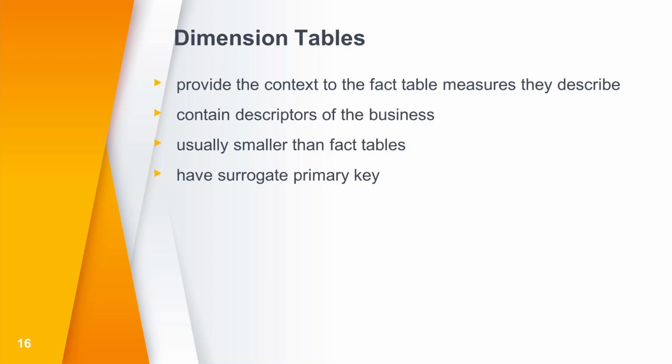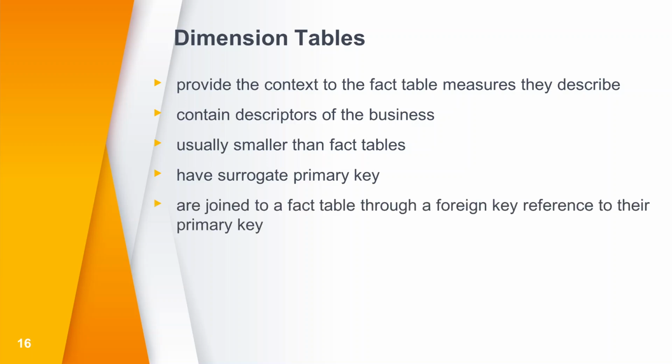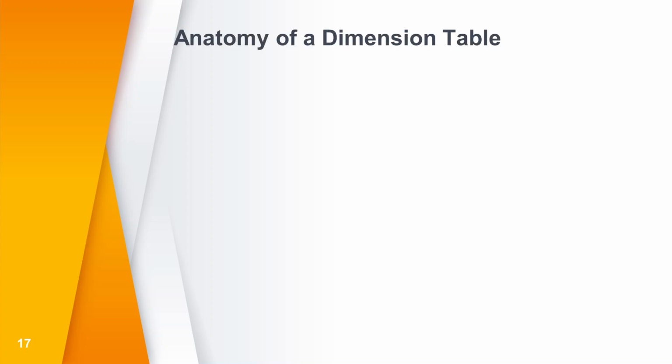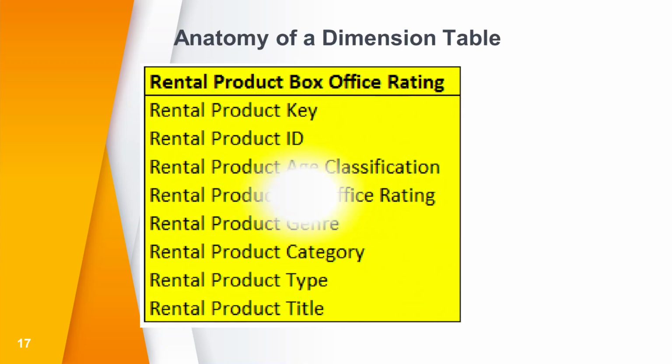Just like in our Database 2, when we use the SQL create table statement, we have identity in table creation. Identity is specifically one of the ways on how we can generate a primary key. Okay, so dimension tables are joined to the fact table through a foreign key reference to their primary key. An example of a dimension table is this one.